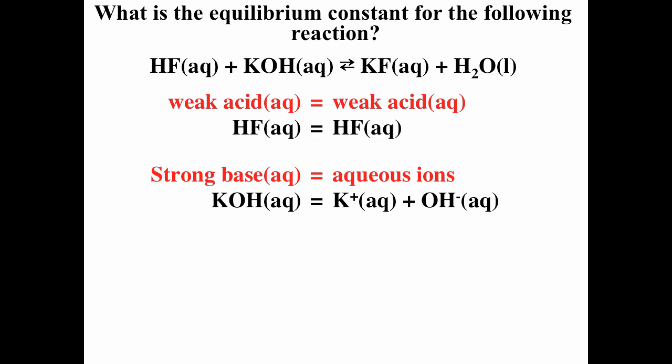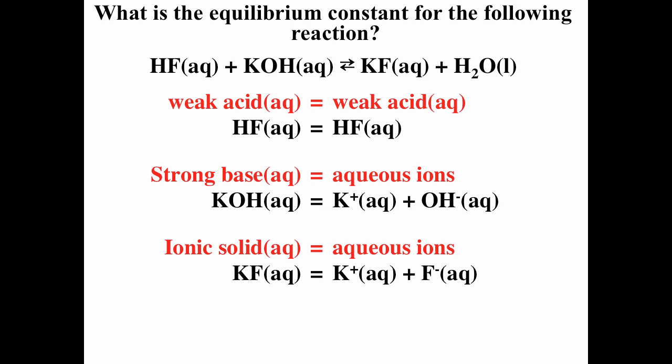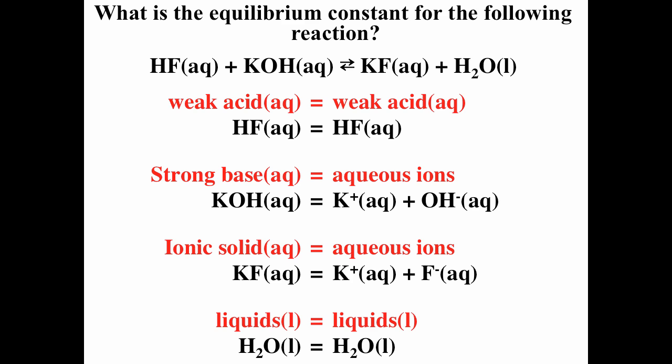In a bottle of KOH, you have potassium and hydroxide ions. You do not have KOH molecules. KF looks like an ionic solid, aqueous, so that means if I have a 1 molar bottle of potassium fluoride, I actually have 1 molar potassium ions and 1 molar fluoride ions. And then the liquid does not break apart.